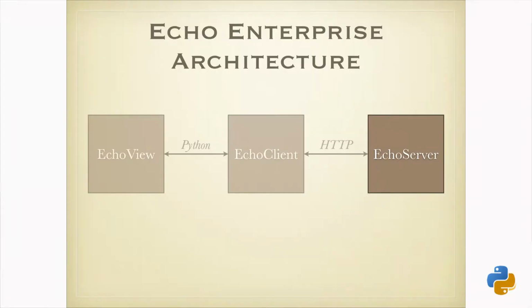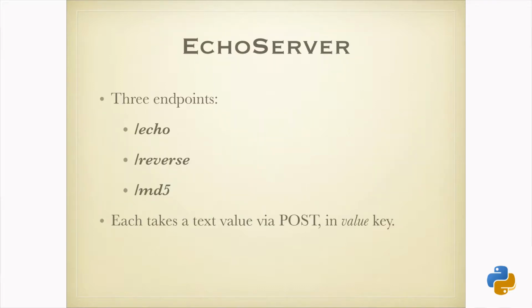So that is a service, and we want to create 3 endpoints to achieve the functionality that's been asked from us. So number 1, echo, so that prints the string as we get it. Reverse, that reverses the string. And MD5, which returns the MD5 hash digest of our input string. Each takes in a text value via an HTTP post method in the value key.